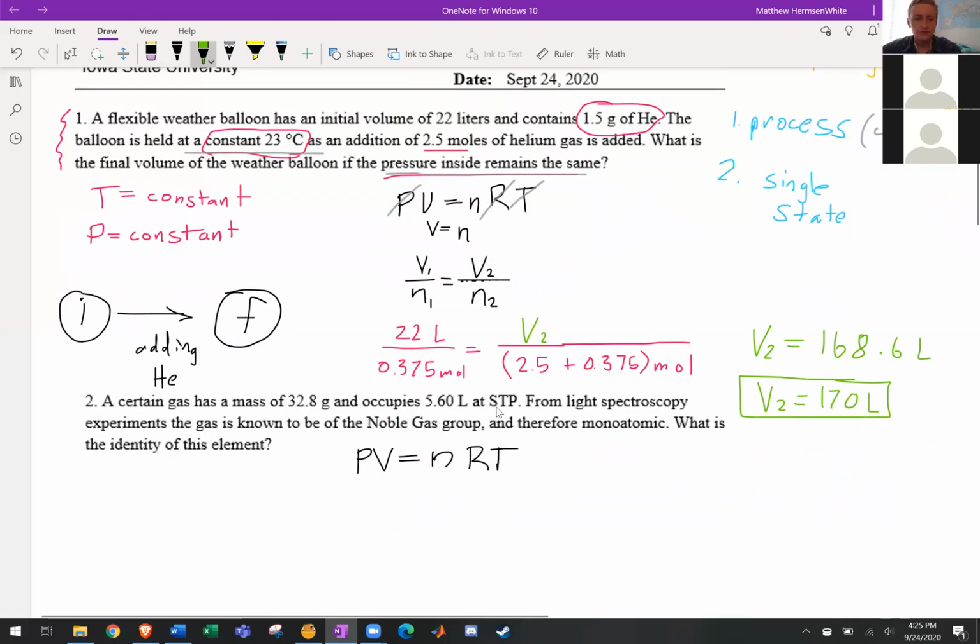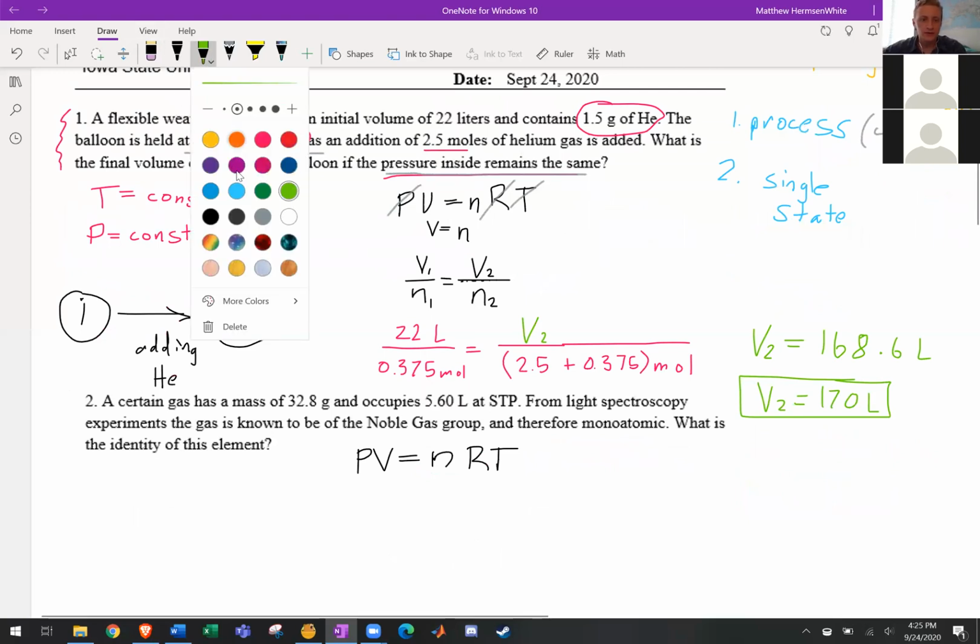All right, let's work on number 2 then. So number 2 says a certain gas has a mass of 32.2 grams and occupies 5.6 liters at STP. So does anyone remember STP? What does this signify here?